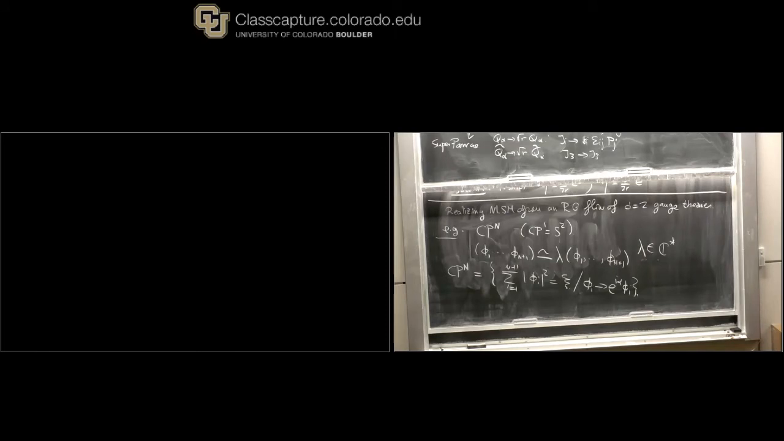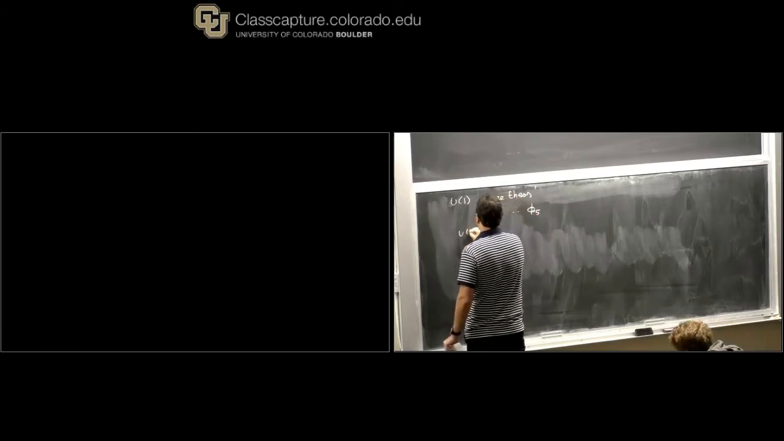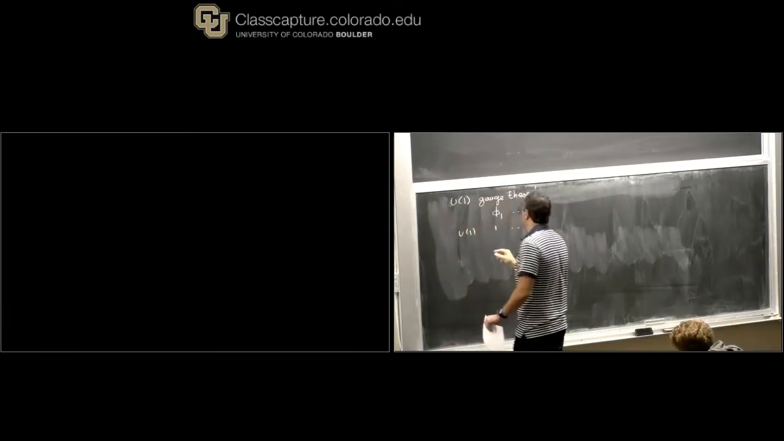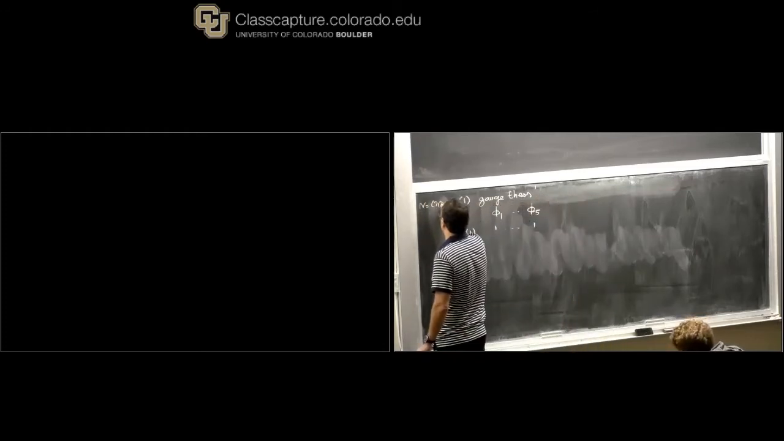You can take a U(1) gauge theory with charged fields phi_1 up to phi_5 that carry charge under the U(1), all charge 1. Okay? This is a (2,2) theory. I'm doing a supersymmetric version of the CP^N model. Okay?